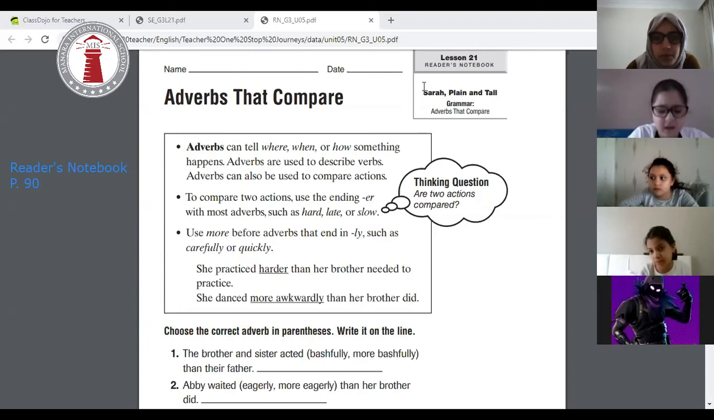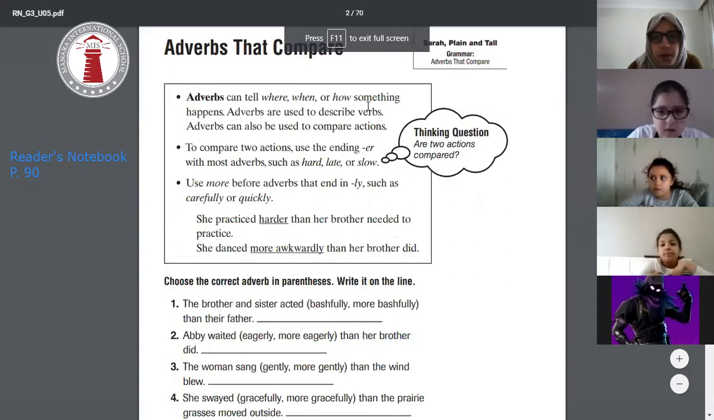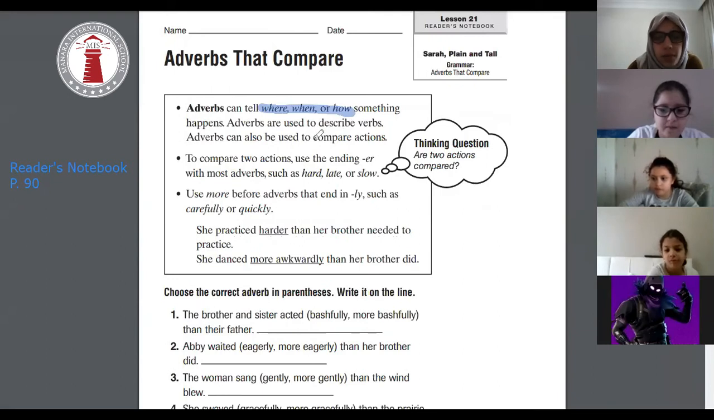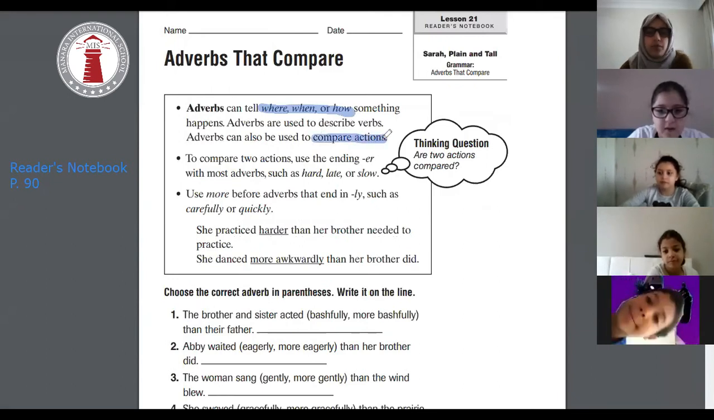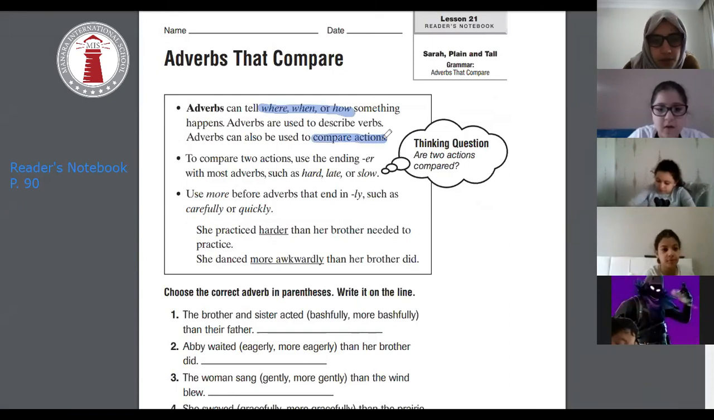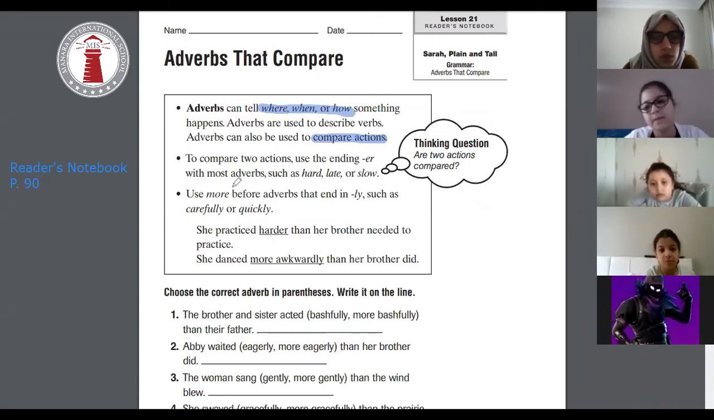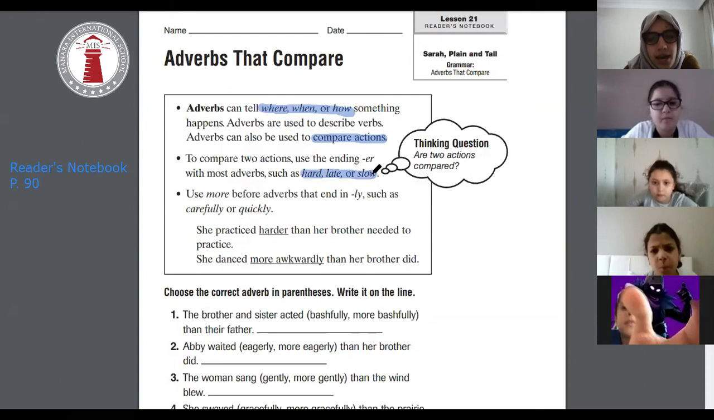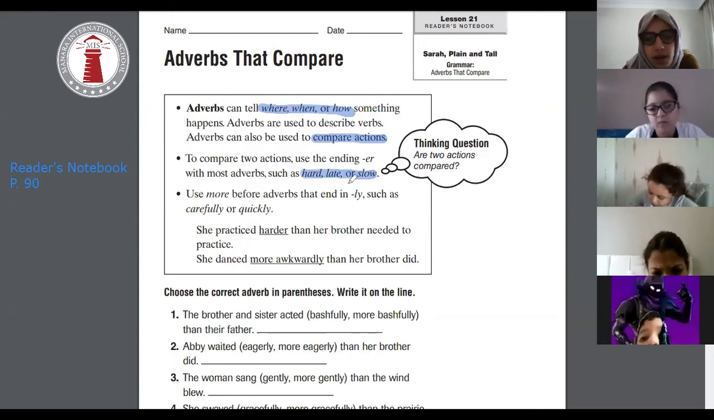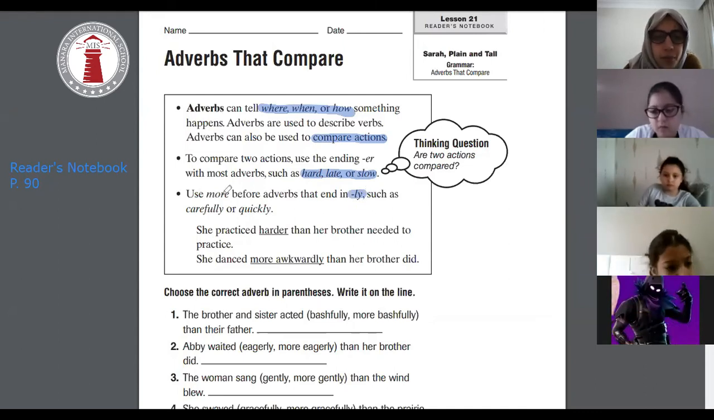Okay, let me make the screen bigger here. So again, adverbs to compare. Just to review, they tell us where, when, or how something happens. So to compare, we are comparing between actions, not people. So you need to be careful when you're comparing with adverbs. Here they're showing us examples of adverbs, and these examples can have ER or EST added to them, but adverbs that end with ly will have more added to them.